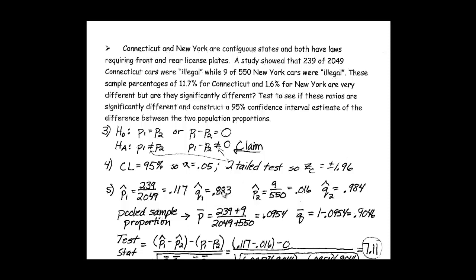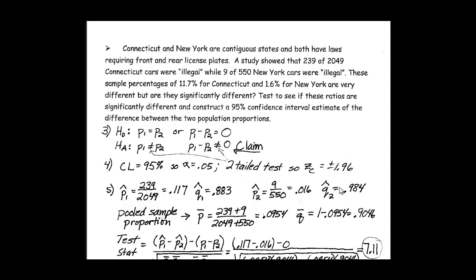So another way to look at that is the percentage of Connecticut plates that are in compliance. Okay, so we're looking at p-hat 2 for our New York plates, and we had 9 out of 550. That's how I got that, and our decimal was 0.016. The complement would be the q-hat 2, and that would be 0.984.